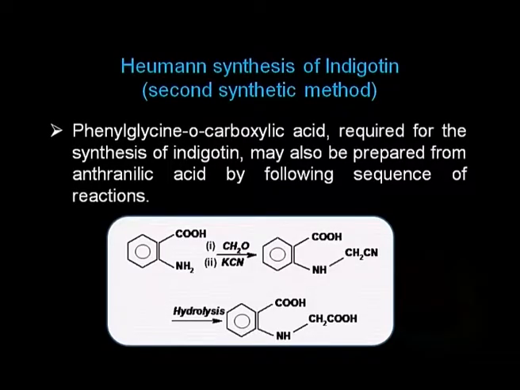Phenyl glycine ortho-carboxylic acid required for the synthesis of indigotin may also be prepared from anthranilic acid by following a sequence of reactions. That is, instead of treating this anthranilic acid with chloroacetic acid, here we have reacted this anthranilic acid with formaldehyde followed by potassium cyanide, so that there is formation of this NHCH2CN, and this upon hydrolysis the cyanide group is converted to the carboxylic group and there is formation of phenyl glycine ortho-carboxylic acid. Rest of the steps for the synthesis of indigo are the same as we have discussed earlier.